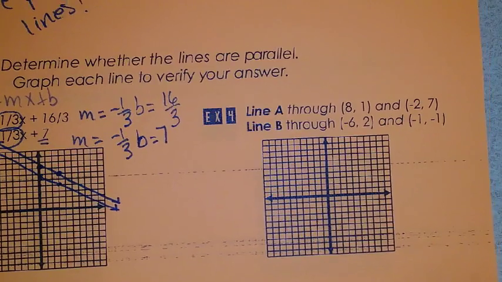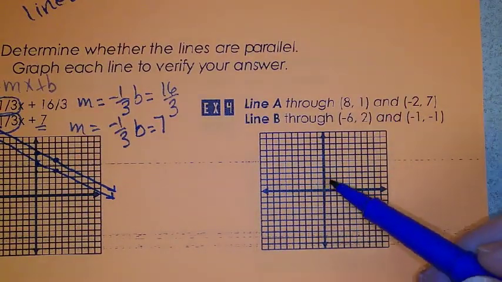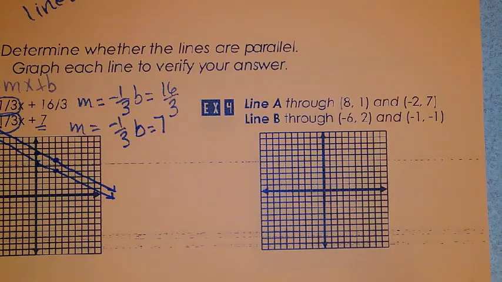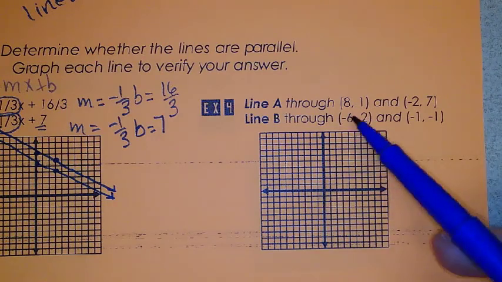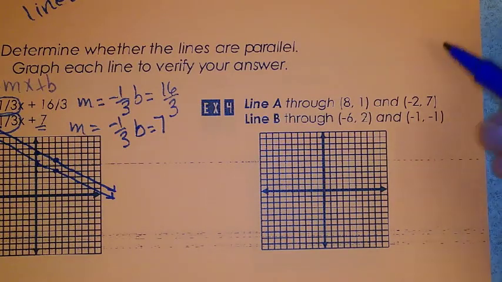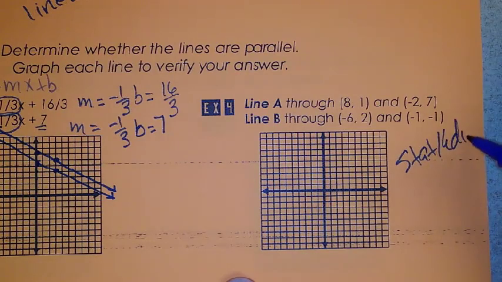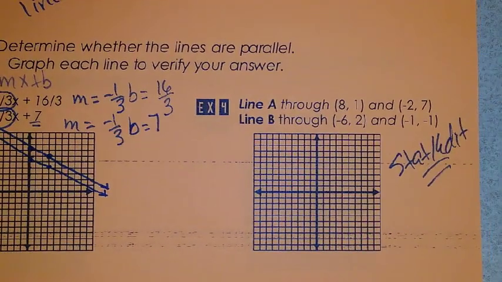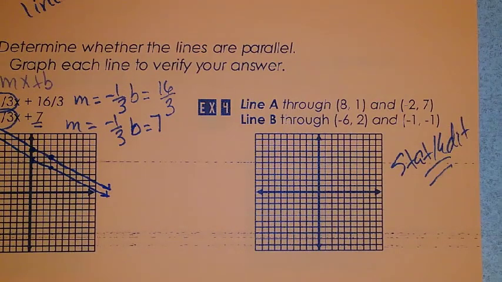Now, for example 4, it's very similar. You could just plot the points and connect the lines. And so it would be easier to graph on these. You could plot this point and then plot this point and then connect the dots to draw the lines. And then to figure out the slope, well, you should just use stat edit. And that'll give you the slope of line A and line B, and you can determine if they're parallel or not.